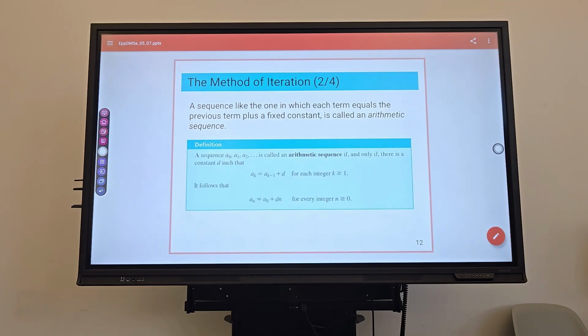A sequence like the one in which each term equals the previous term plus a fixed amount is called an arithmetic sequence. A sequence A is called an arithmetic sequence if and only if there is a constant d such that A sub k equals A sub k minus 1 plus d for each integer k greater than or equal to 1. It follows that A sub n equals A sub 0 plus d times n for each integer n greater than or equal to 0.